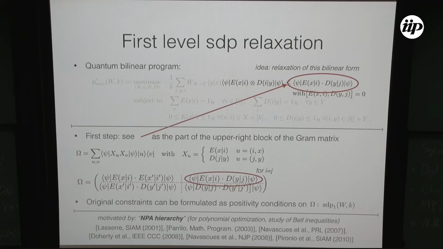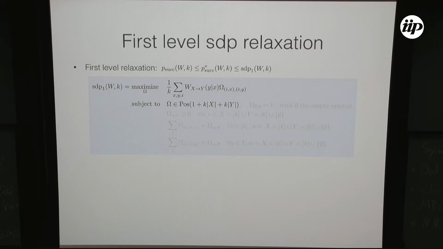Okay, now the point is that one can do that. So for this first level of the hierarchy, this gives this upper bound SDP1 on P star. We can just write it in the following way. And you see here, instead of the psi, the E, and the D, we just have a matrix omega, which is a positive semi-definite matrix of this size.